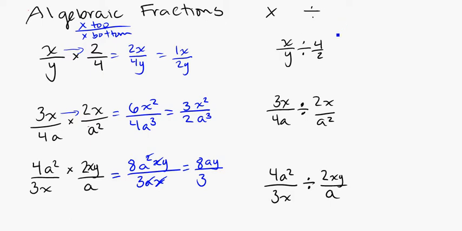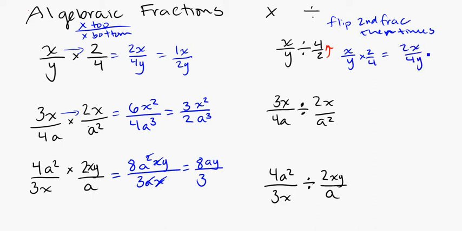Now when we're dividing, first thing that we want to do is flip the second fraction and then times. So just the same as before, but the first step is we actually have to flip it. So here we're going to flip this. So I'm going to actually times x over y times 2 over 4. This time I get 2x over 4y, and my answer reduces to 1/2 x and y.